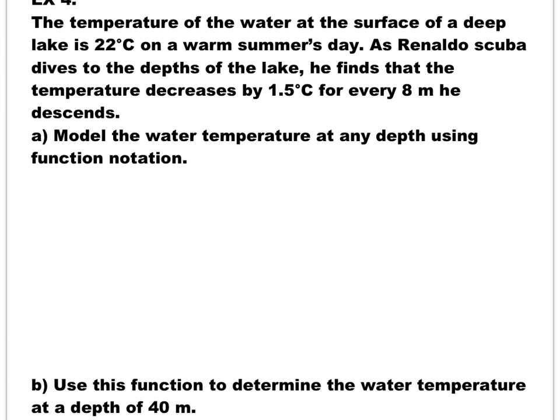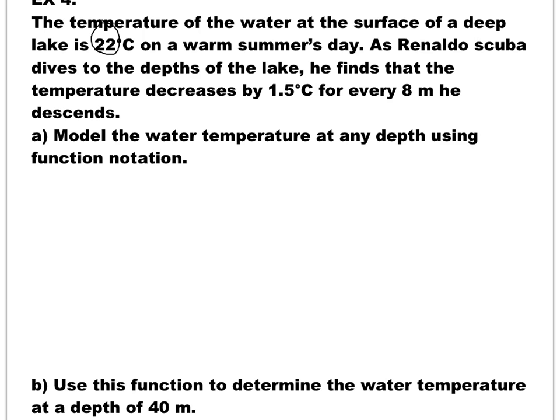The next example, we have been given the information about the temperature of the water. At the surface it is 22 degrees Celsius. As you go down the water, the temperature decreases by 1.5 degrees every 8 meters. First, we are supposed to model the water temperature at any depth using function notation. Looking at the information, it is obvious that the y-intercept, or the initial temperature, is 22 degrees.